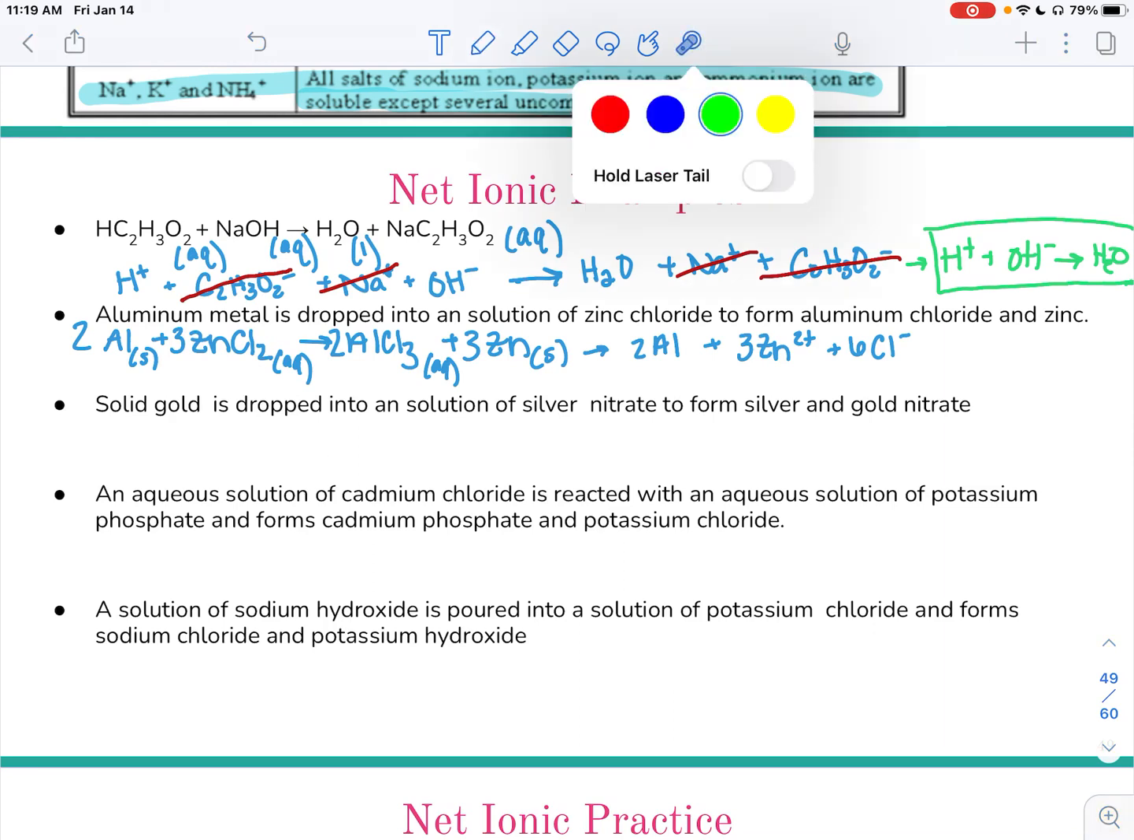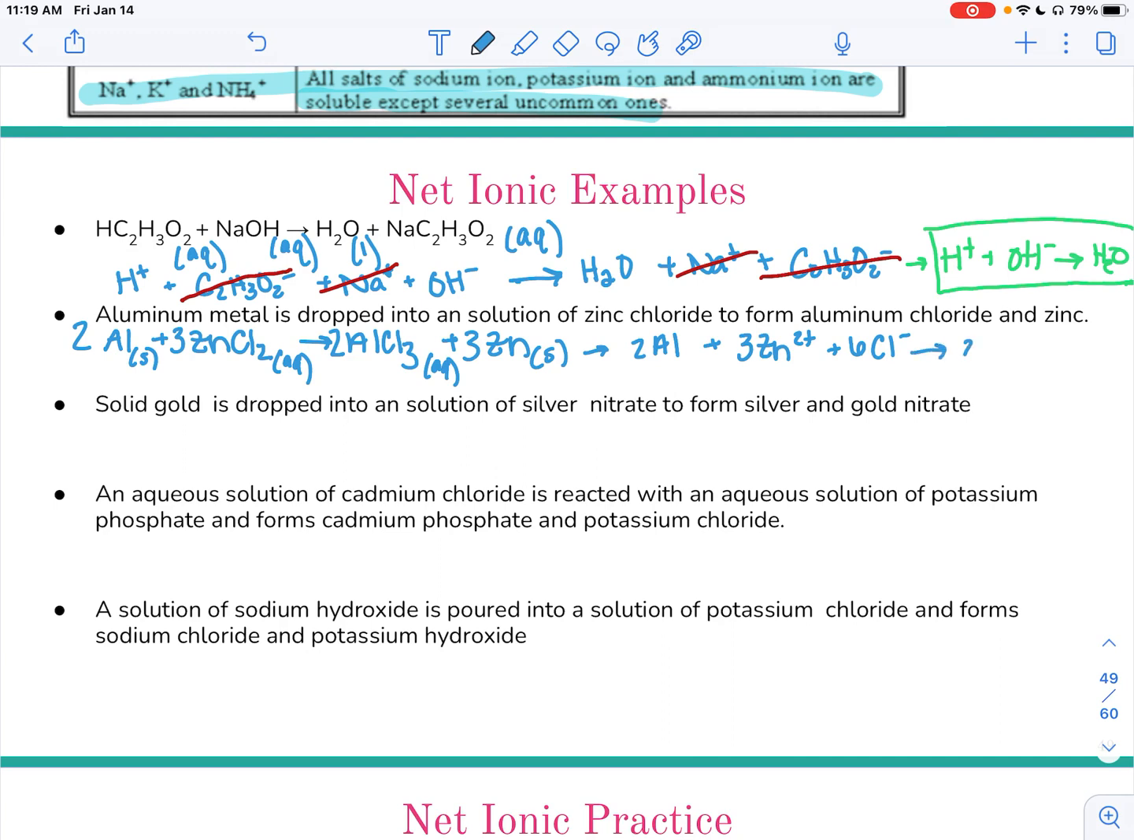Okay, so when you do this, you're not going to have subscripts unless they're polyatomics. Okay, you're not changing those. You know those never change. So then do the other side. We have 2 aluminums, and the charge on aluminum is 3 plus. We have 6 chlorines again, and the charge is going to be 1 minus. And then we have 3 zincs. I'm just going to put that here so it's easy to see.